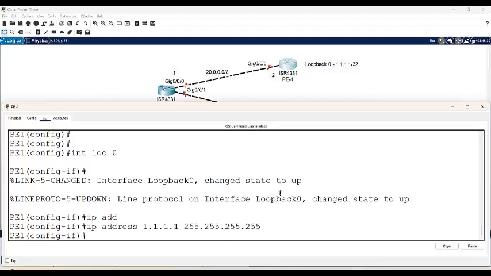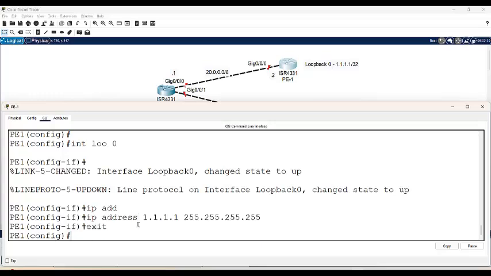1.1.1.1, 255.255.255.255, because it's a loopback interface. It's not a physical port. You don't need many addresses, just one address is what you need. You cannot connect a computer there and have more addresses in the same network. That's why I'm masking it completely. All the loopback interfaces will be masked to /32. Okay? Any question?